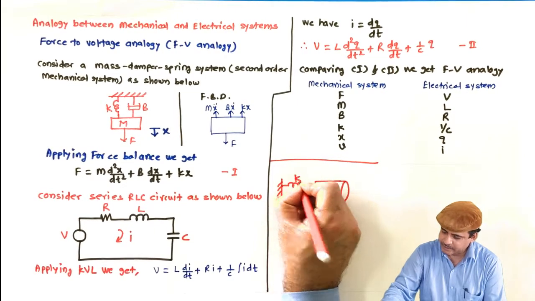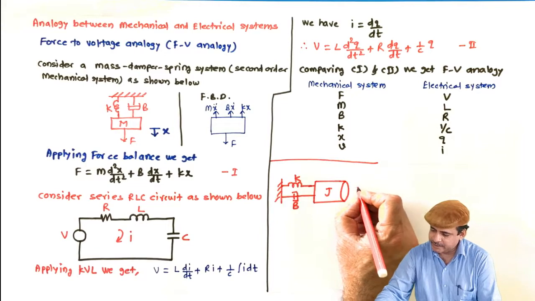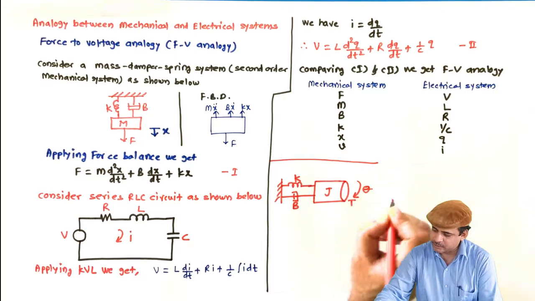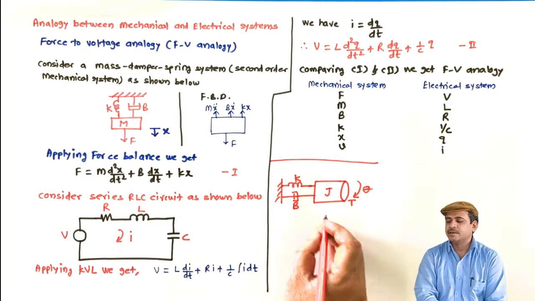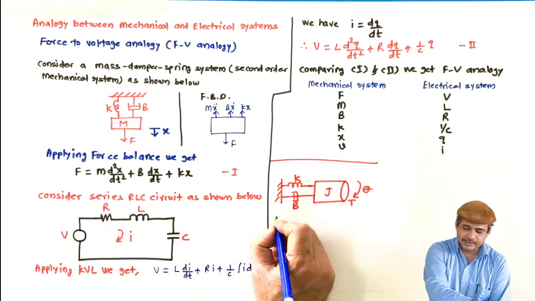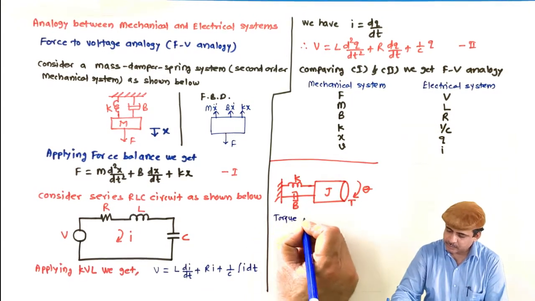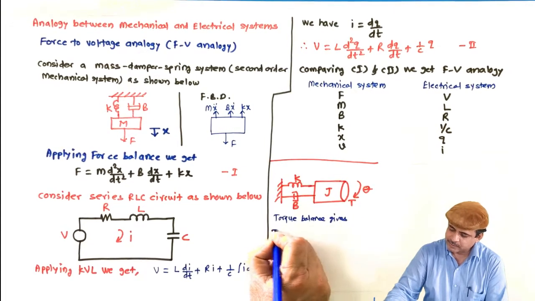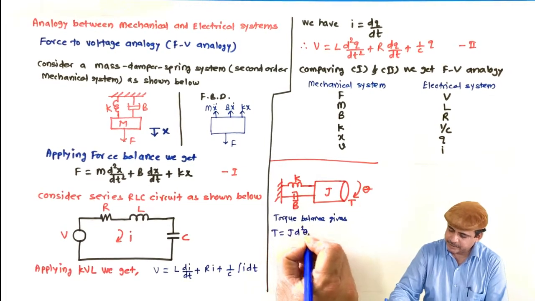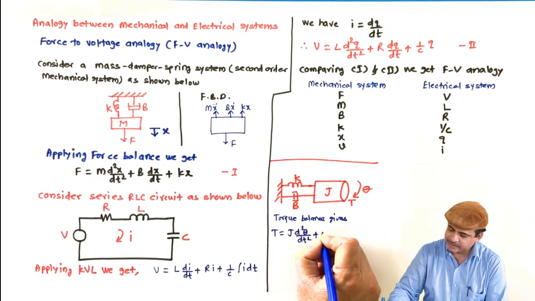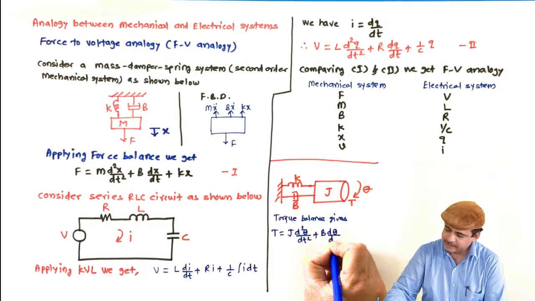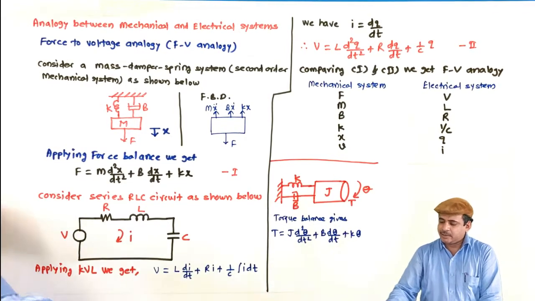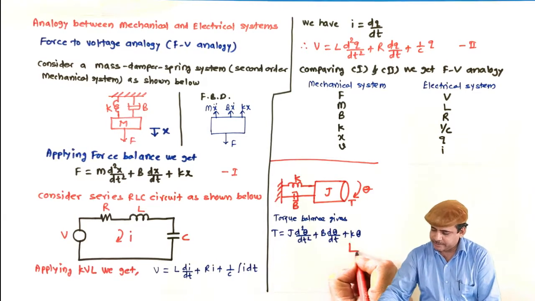J, B, K, and then I will apply a torque, and that will cause displacement theta. The torque balance equation gives T is equal to J d2 theta by dt square plus B d theta by dt plus k theta. This we have seen earlier, and now let us call this equation number 3.